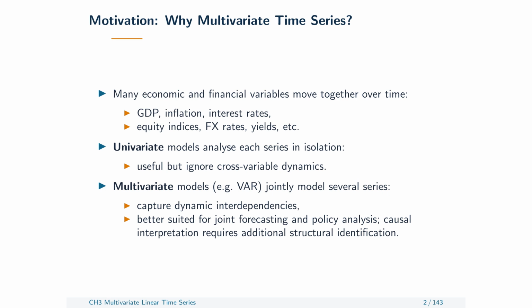A univariate model treats each series separately and can miss useful feedback. Output, inflation, interest rates, exchange rates, and asset prices often respond to their own histories and to one another. A multivariate model can support joint forecasting and describe dynamic interdependence, while causal policy interpretation requires additional identifying assumptions.